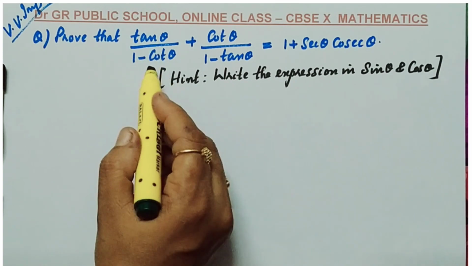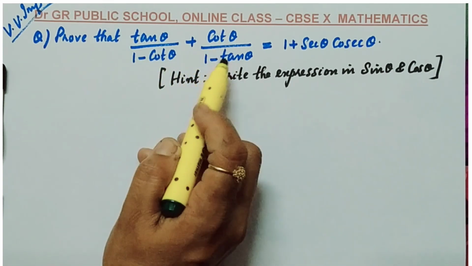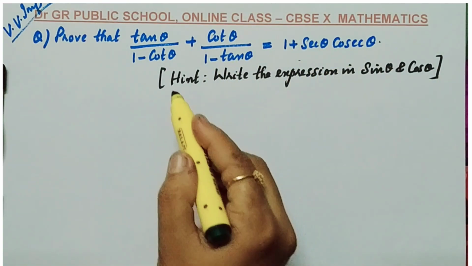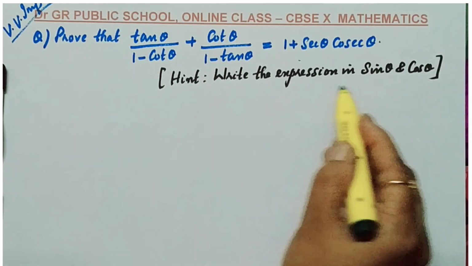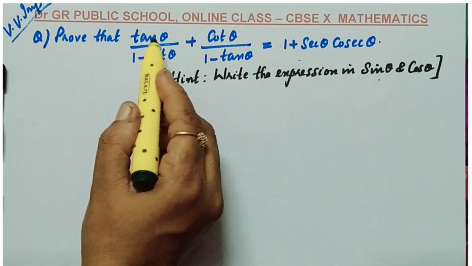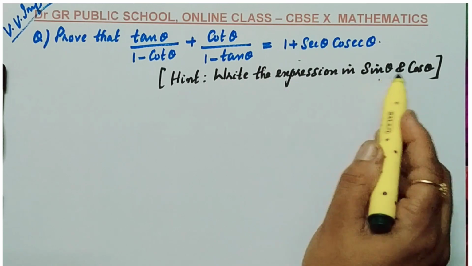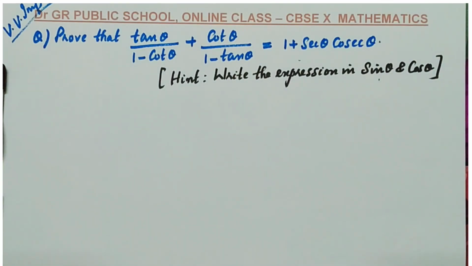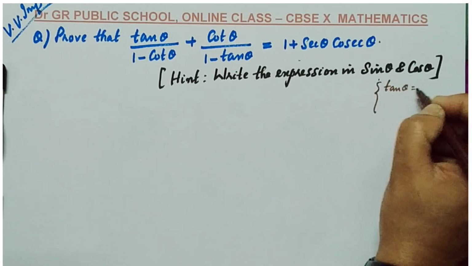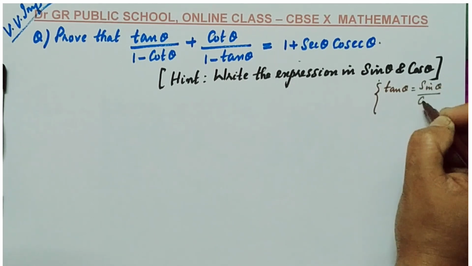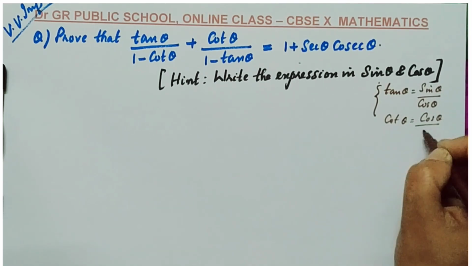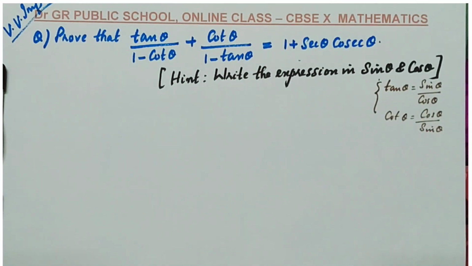Prove that tan theta by 1 minus cot theta plus cot theta by 1 minus tan theta equals 1 plus sec theta cosec theta. You are given a hint: write the expression in sin theta and cos theta, meaning take the LHS and express tan theta and cot theta in terms of sin theta and cos theta. You know the relations: tan theta equals sin theta by cos theta and cot theta equals cos theta by sin theta, the reciprocal. This you need to apply here.